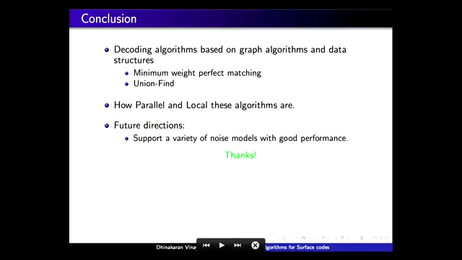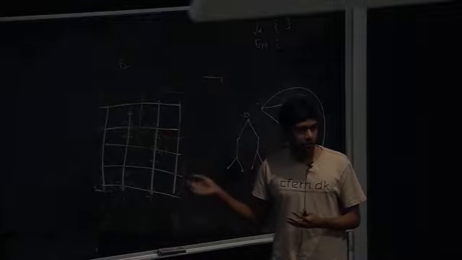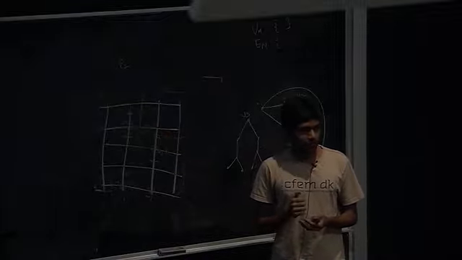So this was for Z errors. So what do you do if you have X errors as well? Oh, you just consider the dual lattice and then do the same thing actually.